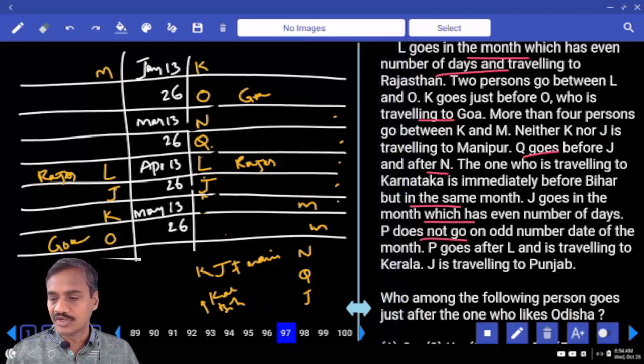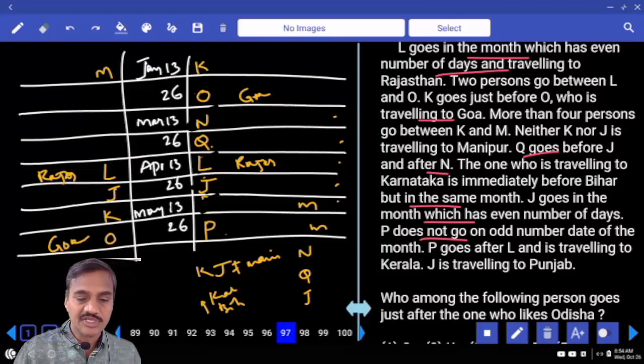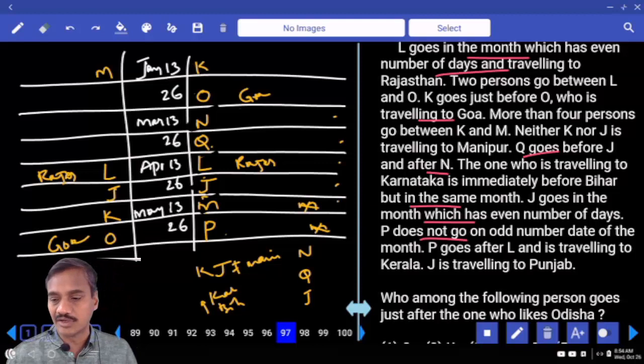P does not go on an odd number day of a month. That means P must be on an even number. Hence P must be at this place. If P is, then who is the person left over? M is the person left over. Now between K and M, how many persons? There are exactly 5 persons.